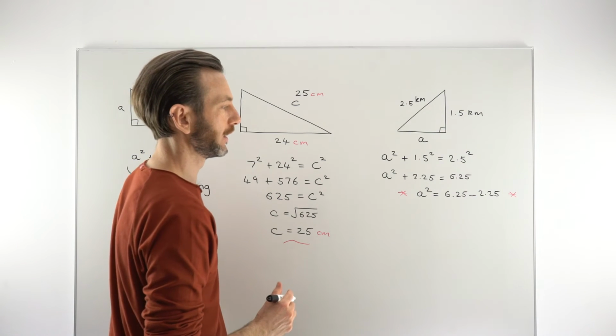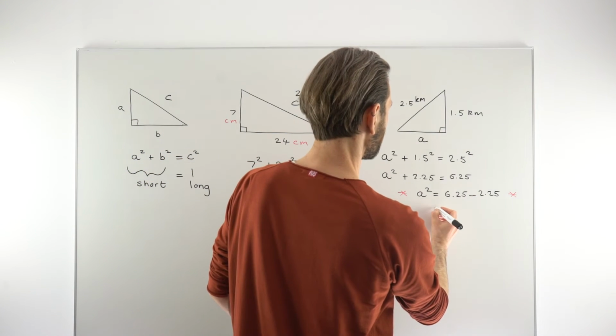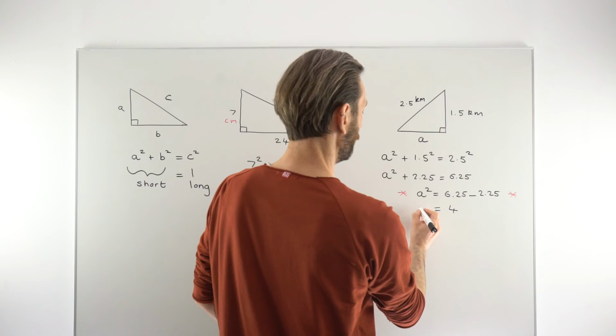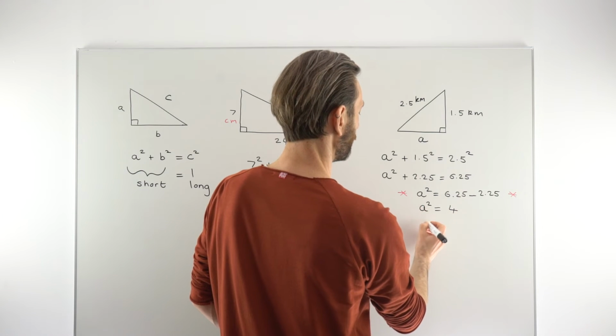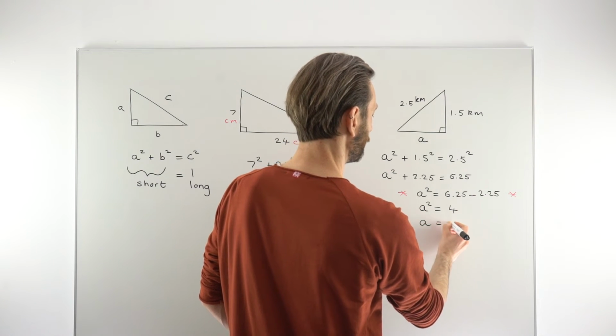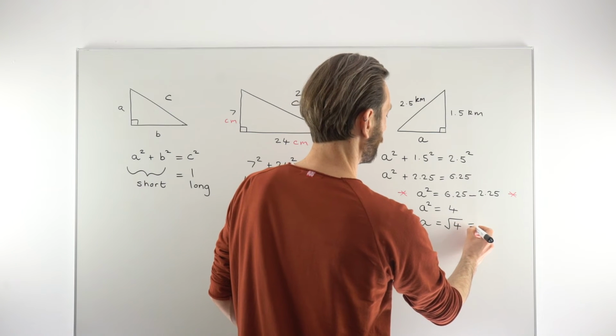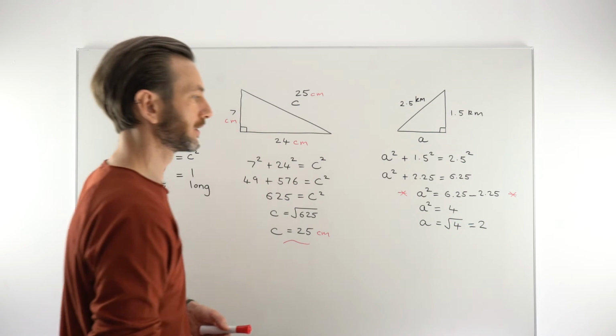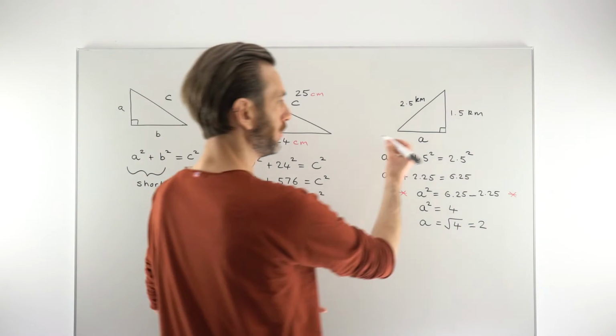So 6.25 minus 2.25 just comes to 4. So that's a little nicer looking. So A squared equals 4. A is going to equal the square root of 4, which is 2. So the final answer for this one would be 2 kilometers.